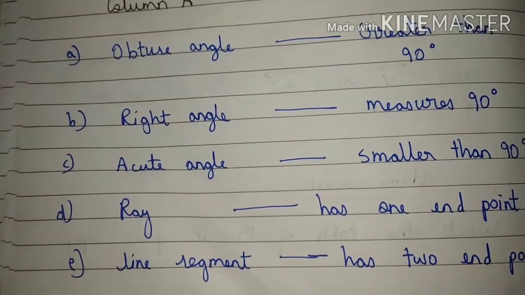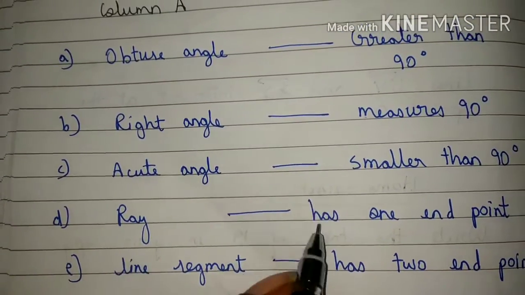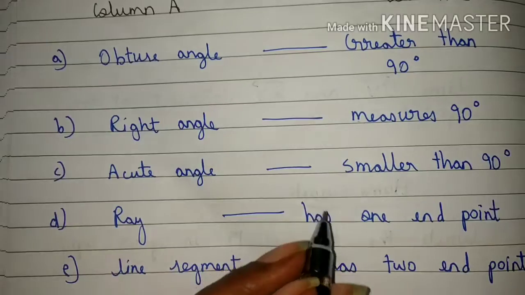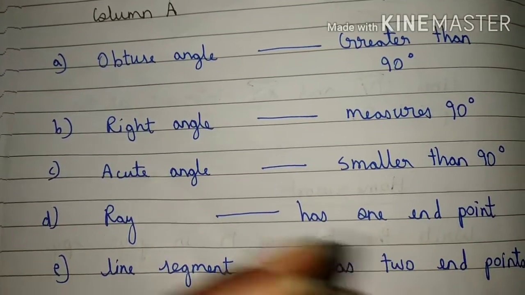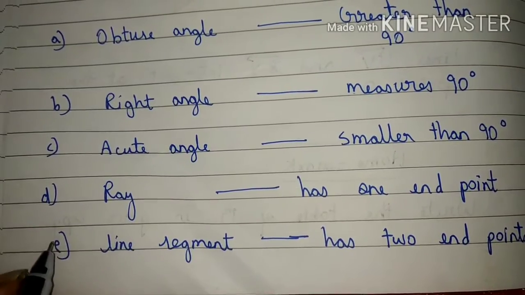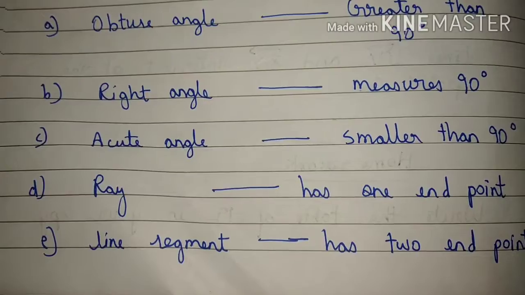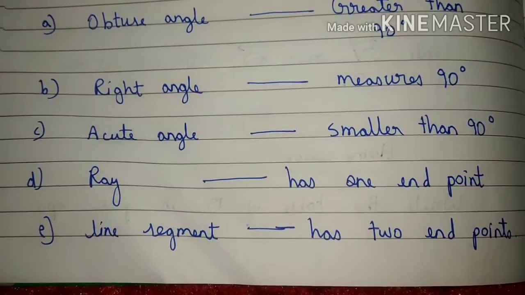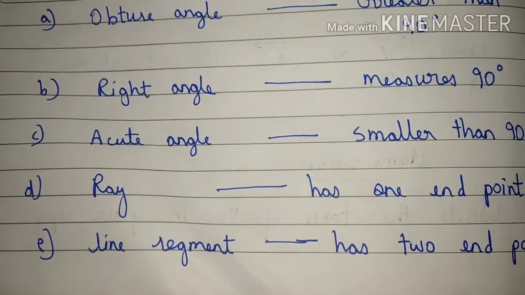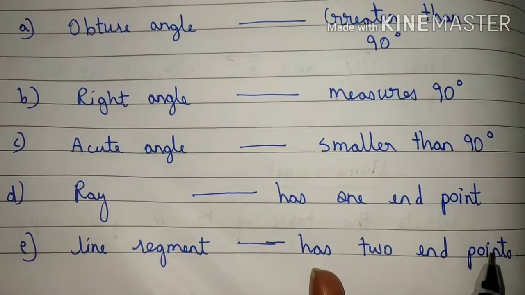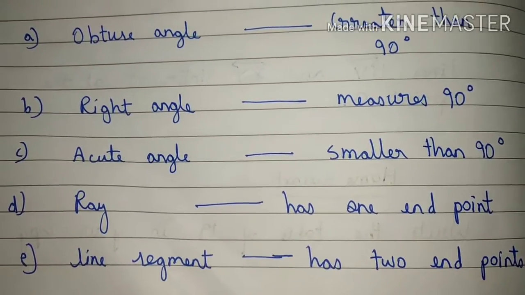Students, we know that a ray is a part of a line which has one endpoint. So, the correct answer is "has one endpoint." Students, now come to part E. The question is line segment. We know that a line segment is a part of a line which has two endpoints. So, the correct answer is "has two endpoints."